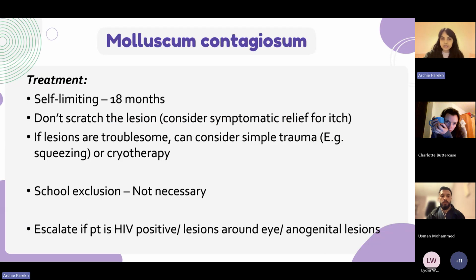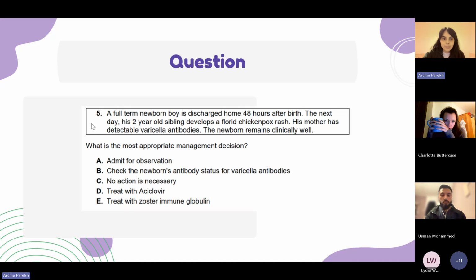If the patient has HIV or any lesions around the eye or anogenital lesions, those are red flags, and then you would want to escalate that to your pediatric team.